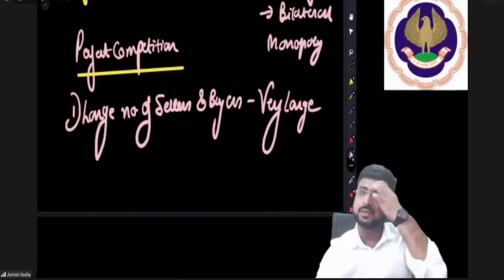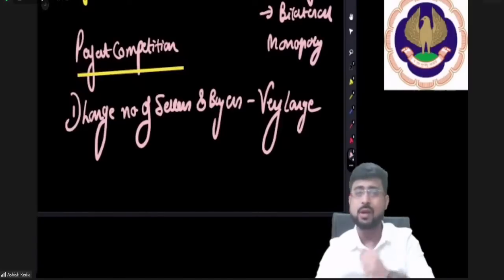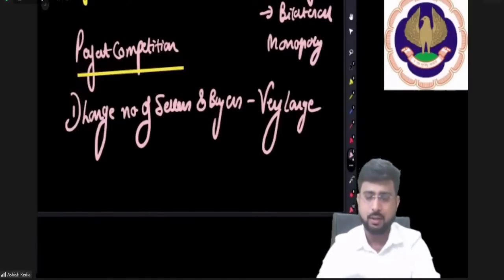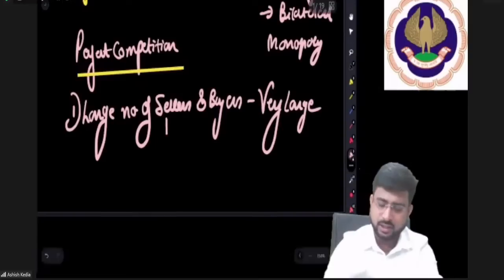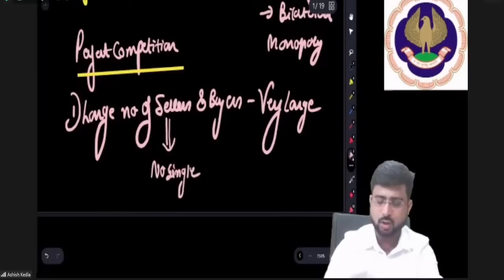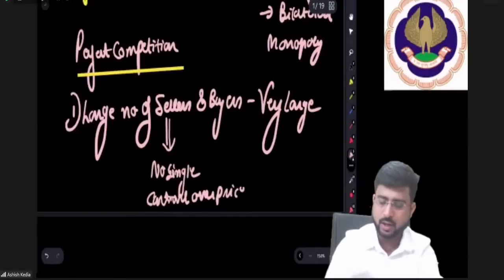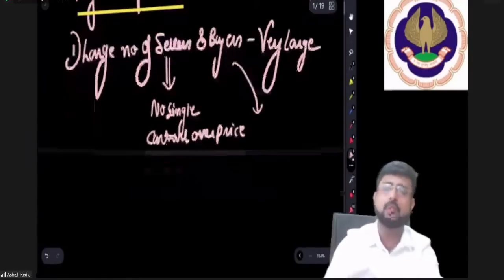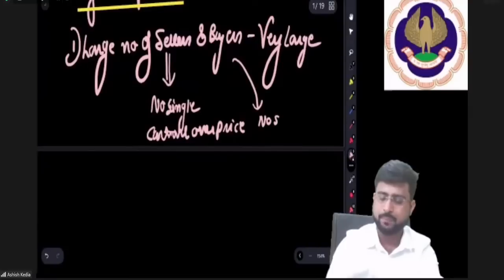And you know what happens as a result of this? When both are large in quantity, sellers will have no single control over price. It means the seller cannot say, okay, I will decide what the price is. And on the other hand, the same goes with the buyer: no single control over price.